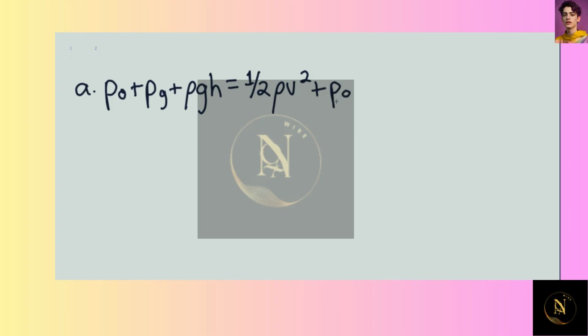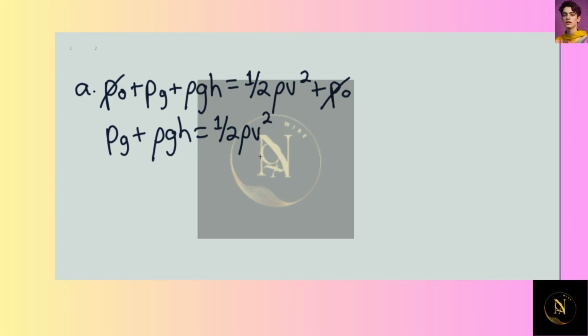So for part A, we're applying Bernoulli's equation. Applying Bernoulli's equation between the top and the bottom of the liquid in the tank gives us that the atmospheric pressure plus the gauge pressure plus the density times g times h would be equaling 1/2 rho v squared plus, again, the initial pressure. We're going to, of course, cancel these out, and we're getting that the gauge pressure plus rho gh is equaling 1/2 rho v squared.